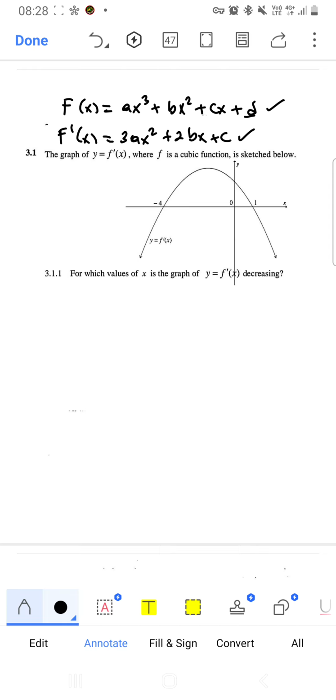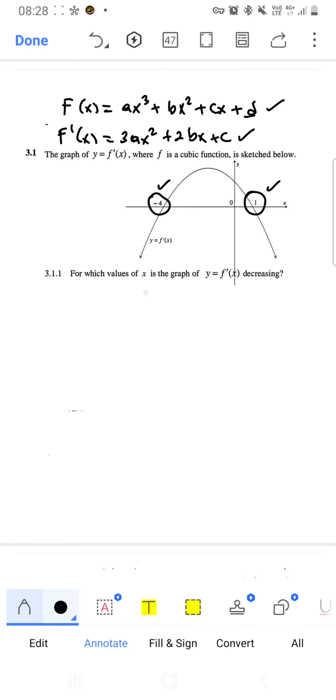And then you have to know that the x coordinates of the turning points of a cubic function, after differentiation, they become the x-intercept of a parabola function, right? The x-coordinate of the point of inflection of a cubic function becomes the x-coordinate of the turning point of the parabola function.